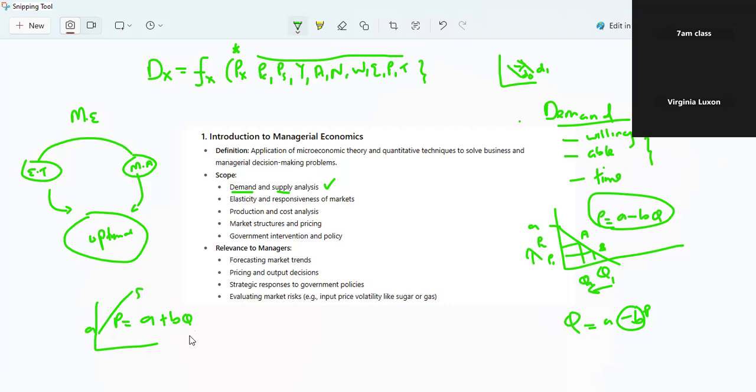There are many factors that affect supply. Do you know some of the factors that affect supply?